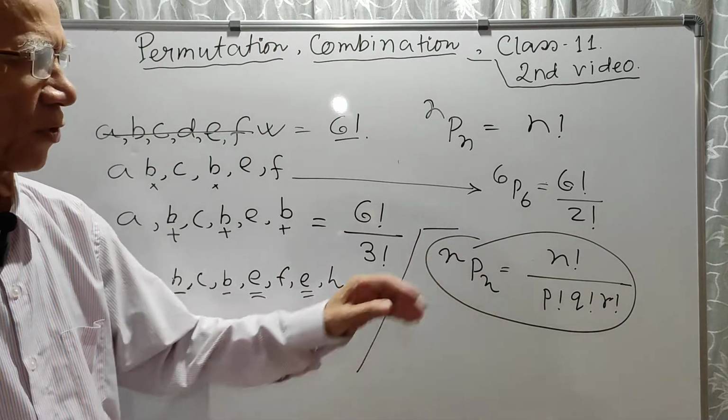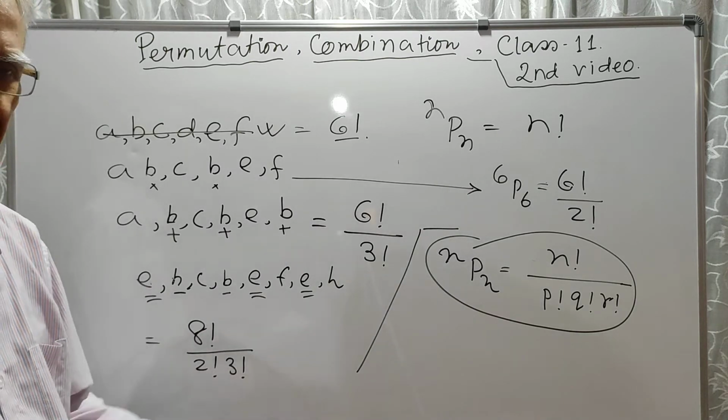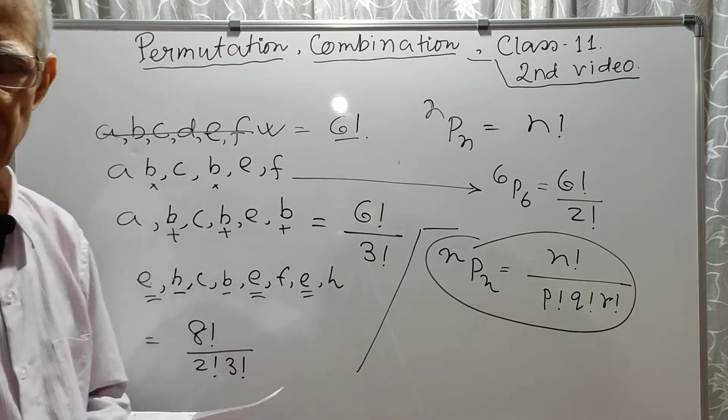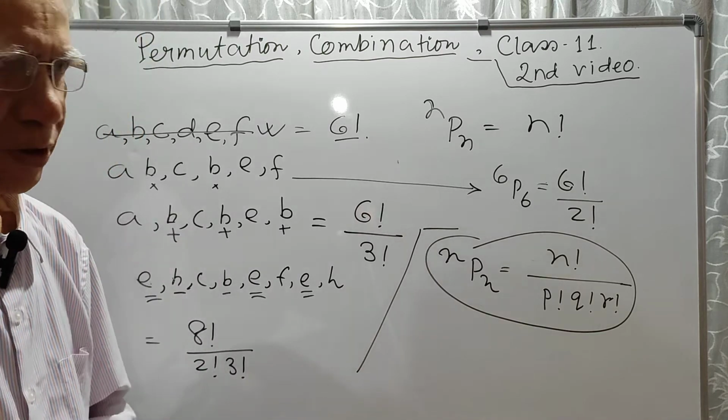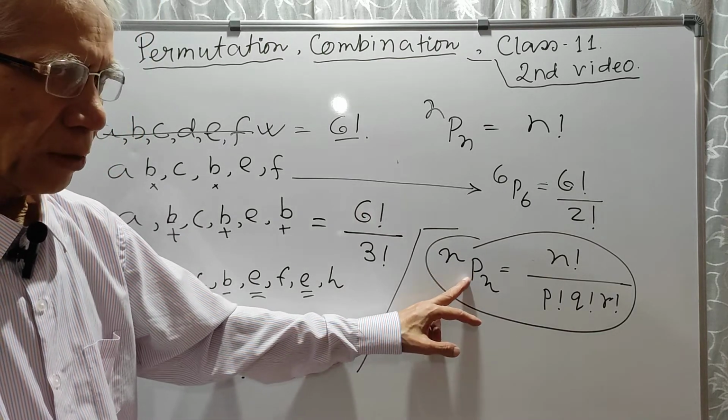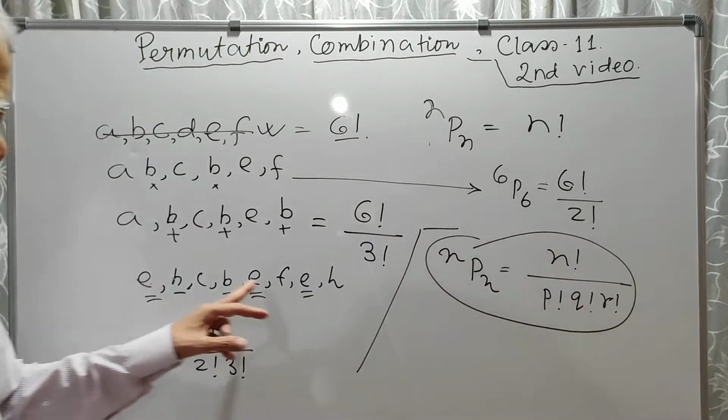You follow? So this is the last formula for permutation. In my previous video I discussed I think 5 formulas. So this is the last one. This formula you will use if there is repetition like this.